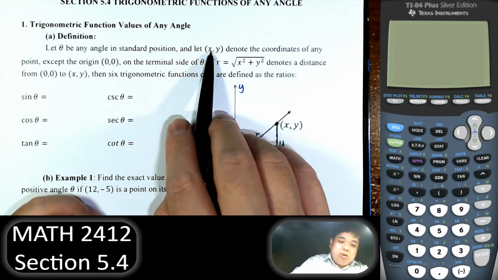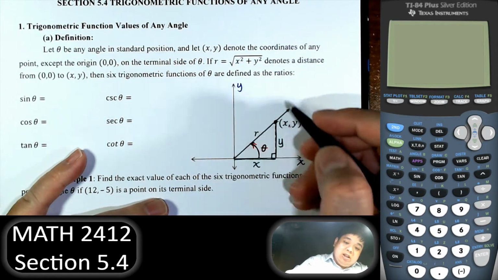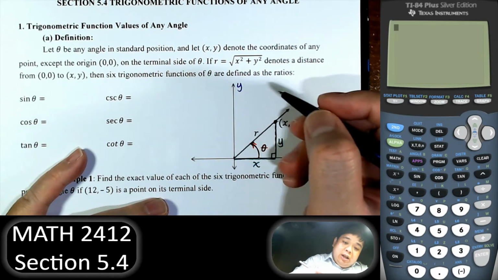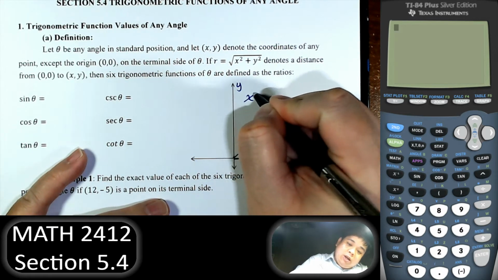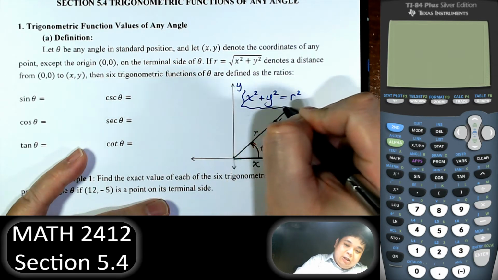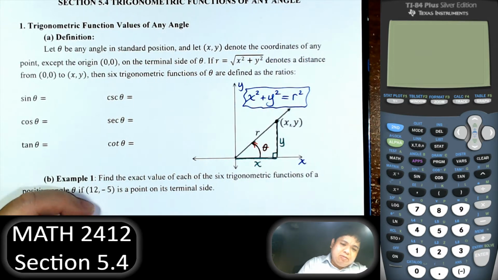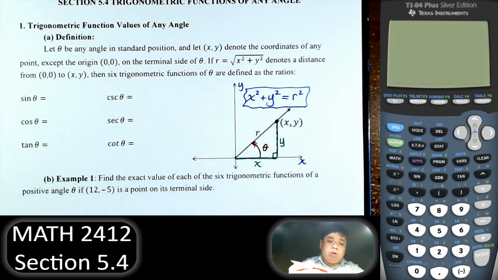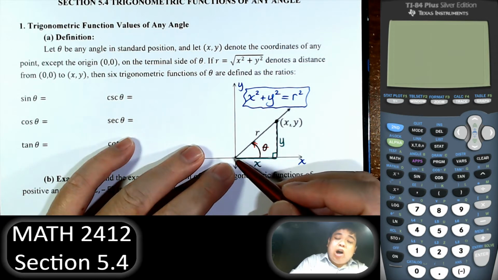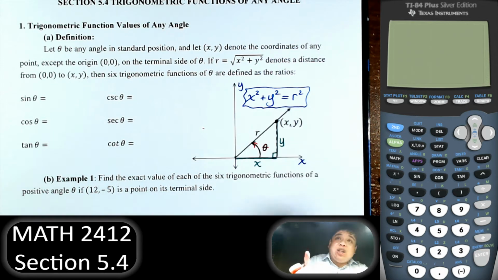So we use any point on the terminal ray, and in that case the relation is given by the Pythagorean theorem: x squared plus y squared equal to r squared, and r equal to the square root of x squared plus y squared. And also note that because r is the distance, r should not be negative. If the point is over here, x could be negative, but that's a different story.